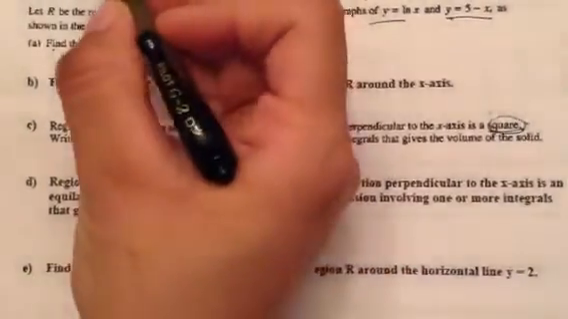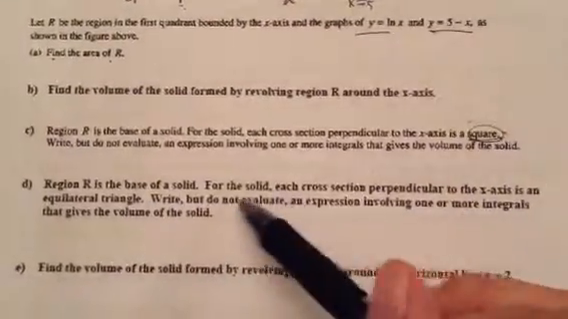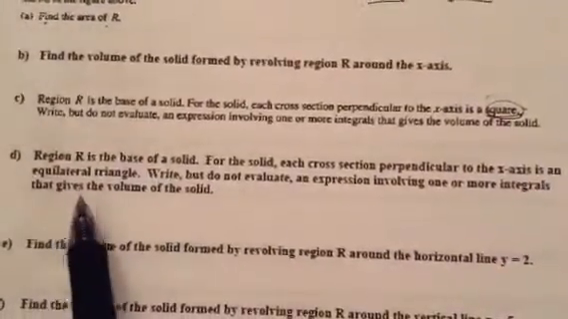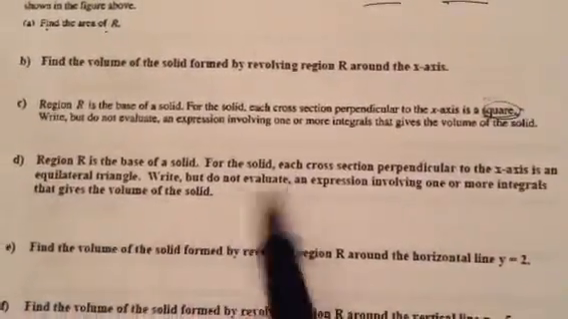So we're still working on free response number 1. We're on part D, and it reads, region R is the base of a solid. For the solid, each cross-section perpendicular to the x-axis is an equilateral triangle. Write, but do not evaluate, an expression involving one or more integrals that gives the volume of the solid. So we're just going to have to write an equation, basically, for what we did for C.